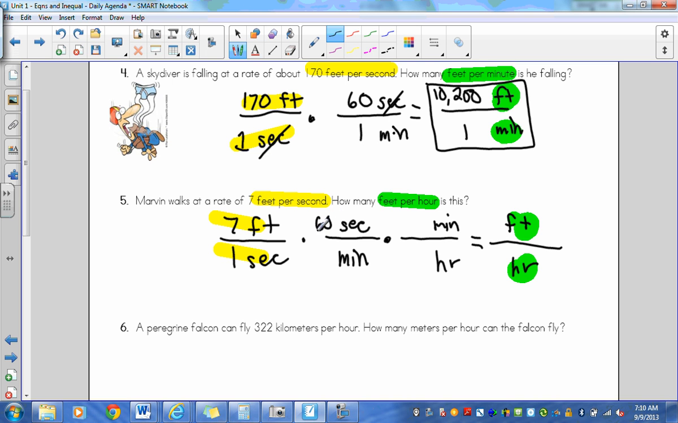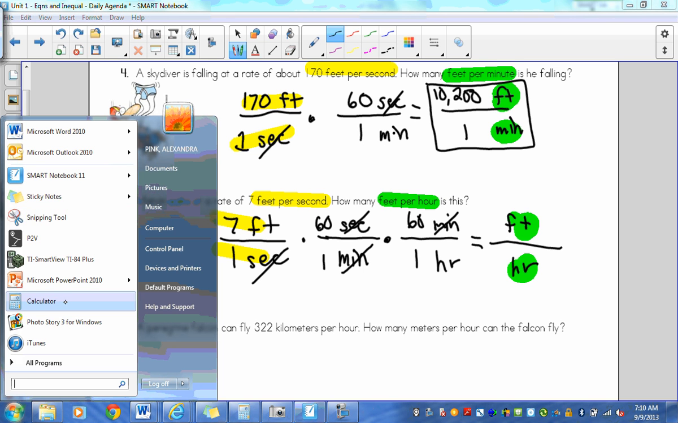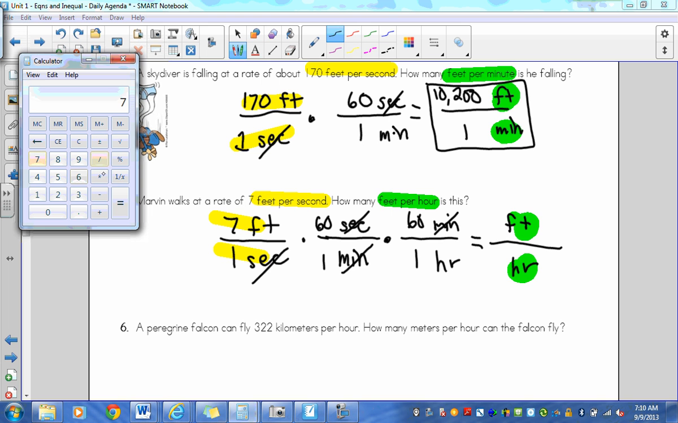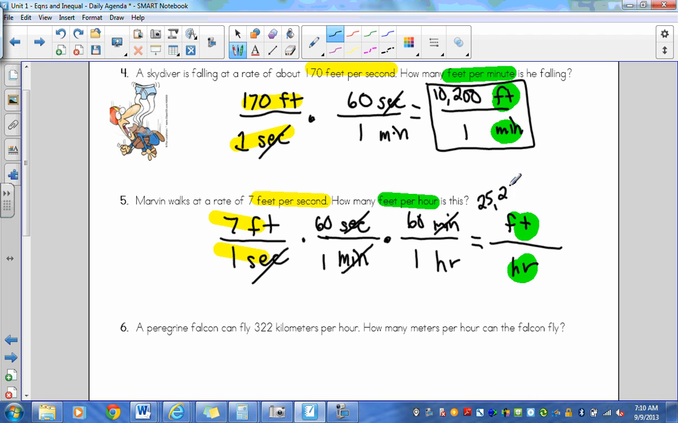We know 60 seconds is equivalent to 1 minute. And we know 60 minutes is equivalent to 1 hour. And then everything cancels except for the feet and the hours, which is what we wanted. 7 times 60 times 60 gives you, get my handy dandy calculator, 7 times 60 is going to give you 420, and then times 60 again, it's going to give us 25,200 feet per 1 hour. Okay, so that's an example of doing it twice.